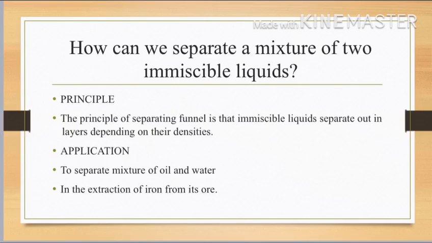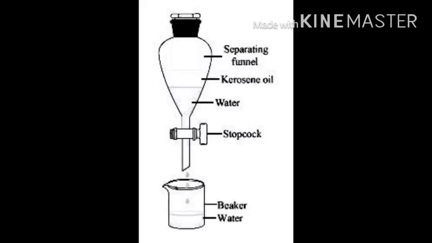The next method is used to separate a mixture of two immiscible liquids. Immiscible liquids are those liquids which do not mix with each other, such as oil and water. The principle of the separating funnel is that immiscible liquids separate out in layers depending on their densities. There are various applications of the separating funnel. It is used for separating the mixture of oil and water and also for the extraction of iron from its ore.